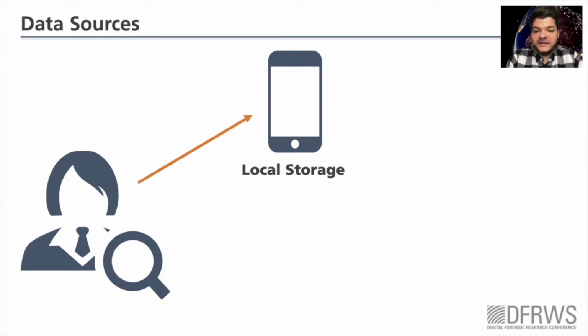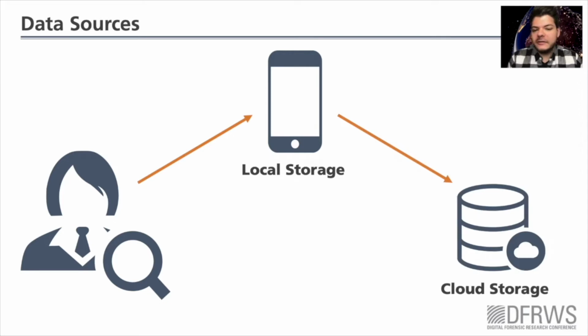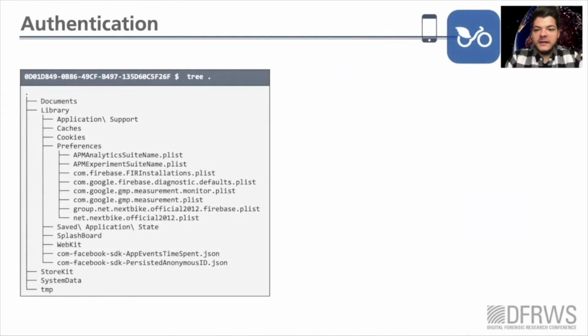And of course, since these providers require that you can log in from any device, they have some cloud storage. And if you want to access the cloud storage, you need to identify yourself and perform some kind of authentication. So there has to be some kind of token that you need to authenticate yourself, or so to say, log in. And we then took a look at the local storage and tried to find out where to find these kinds of tokens.